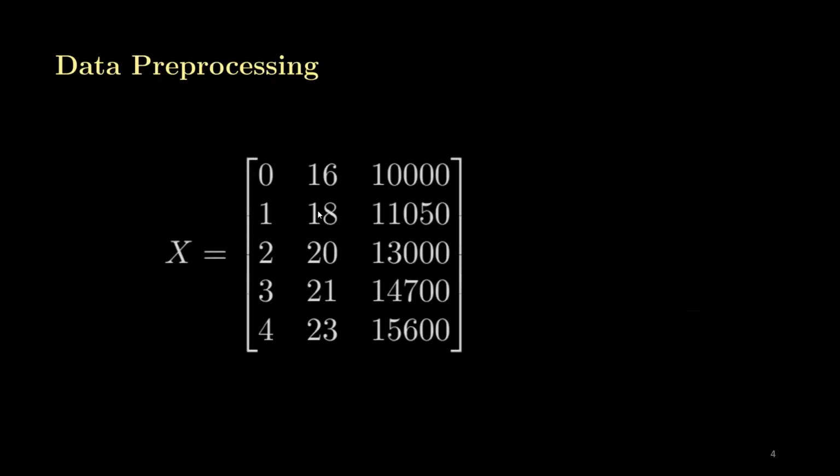So this is one example. This is our data. It has three columns. Suppose this column is collected by one sensor, the second column of the data is collected by another sensor, and this is our third sensor. So we can see the range of the magnitude of each feature. Here the minimum value is 0 and the maximum value is 4. Here the minimum value is 16 and the maximum is 23. And here is the difference. The minimum value is 10,000 and the maximum value is 15,600.